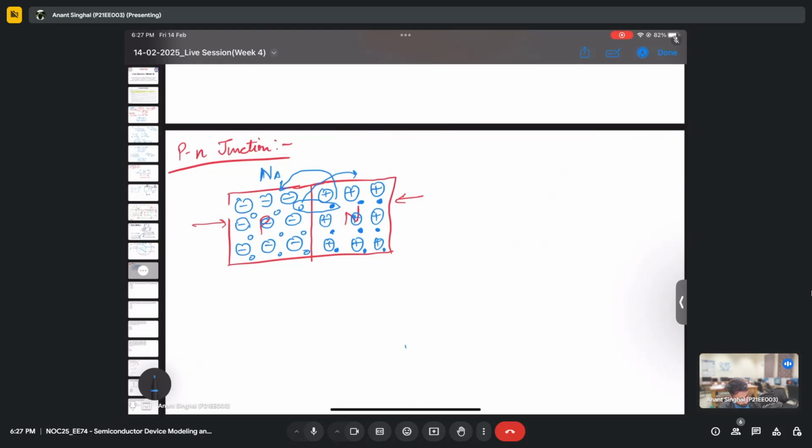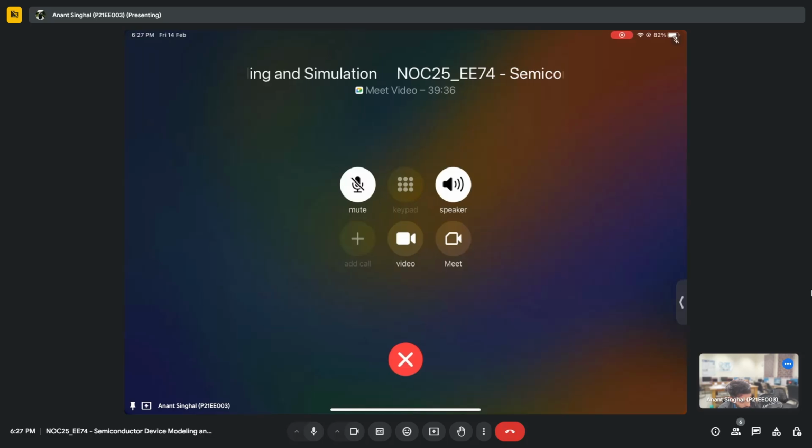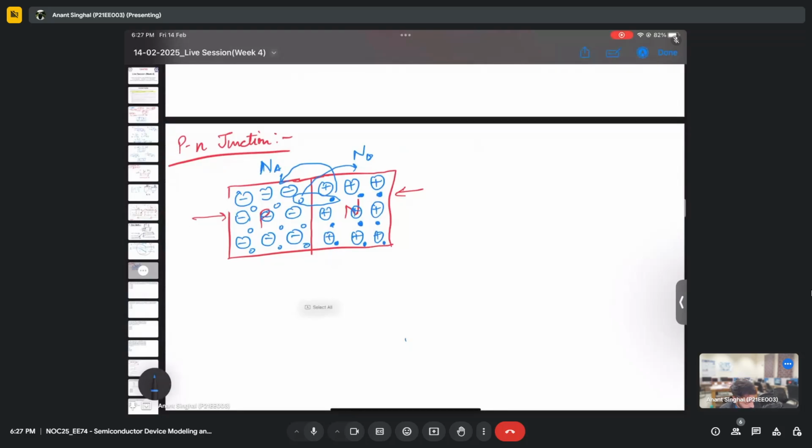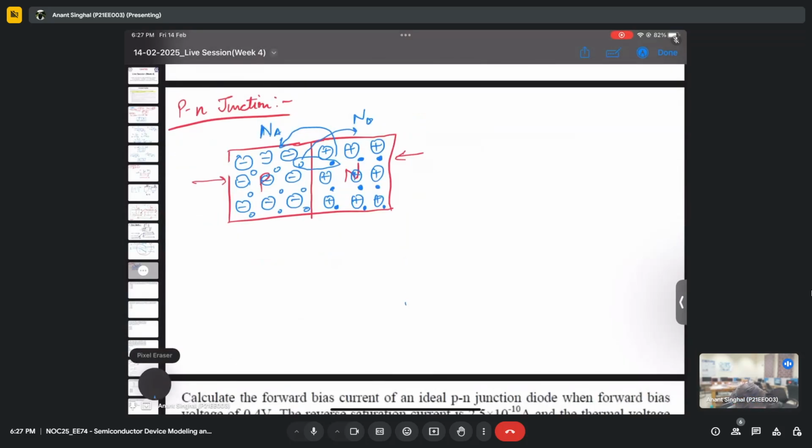So this P will have some acceptor ion concentration Na, and this N will have some donor ion concentration, which is Nd. If I try to plot the electron concentration versus the hole concentration, let's say this is some concentration Na, and this is some concentration Nd. What you see is there is an abrupt change in the concentration at the junction. This junction is called the metallurgical junction.